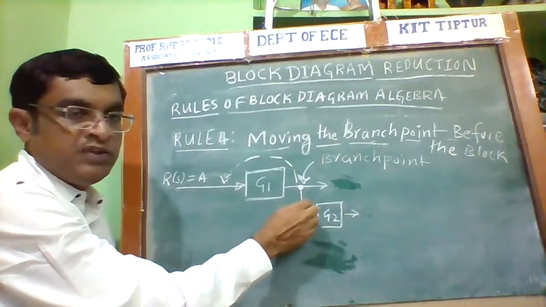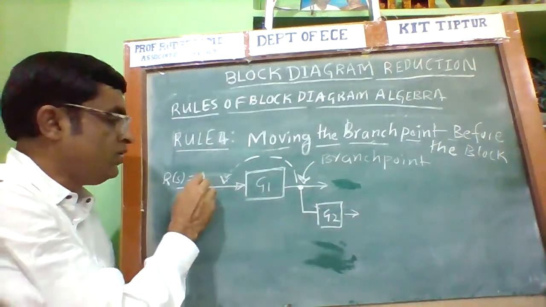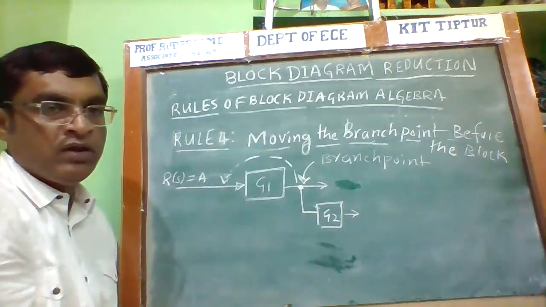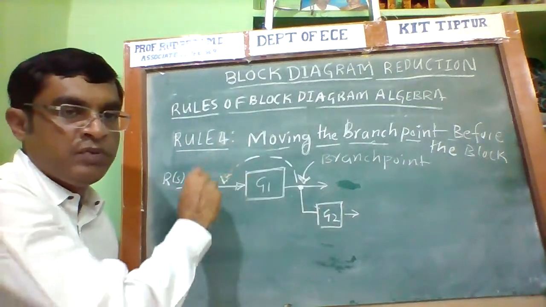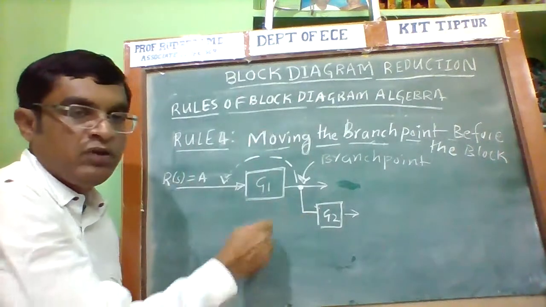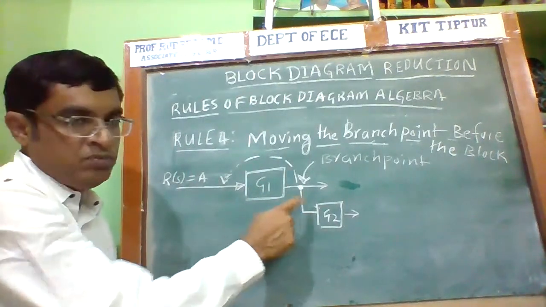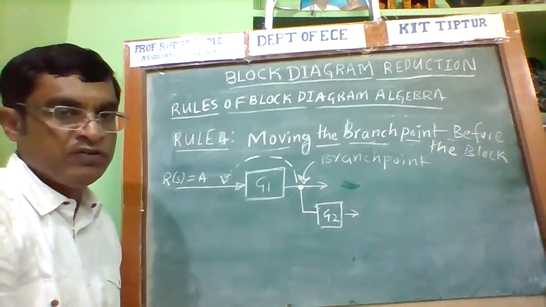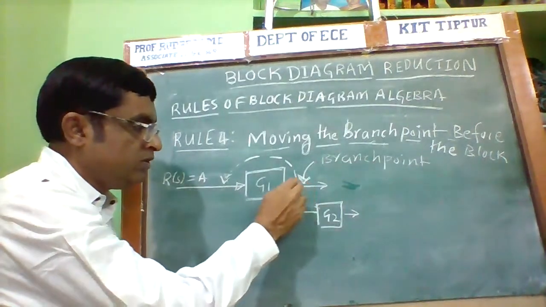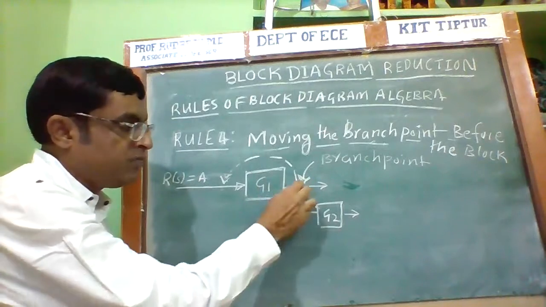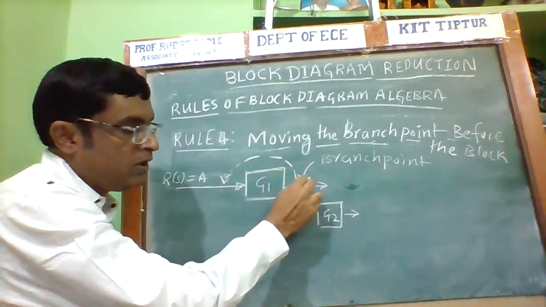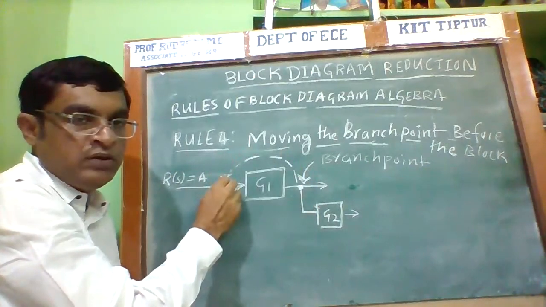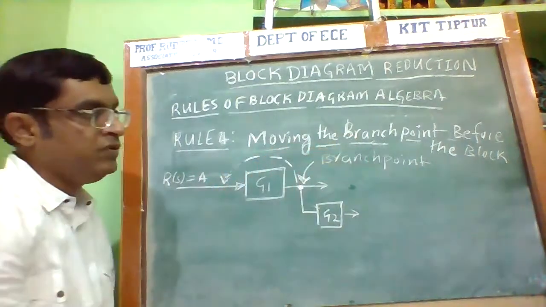I should multiply this particular branch. Now, after the block, if I want to move the branch point after the block, I should multiply by 1 over G1, the corresponding branch multiplied by 1 over the transfer function. Similarly, initially the branch point is after the block. Presently, I want to move it before the block.